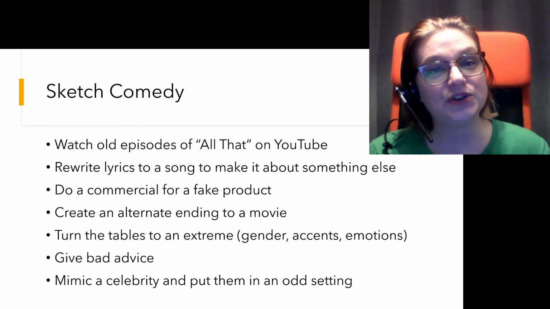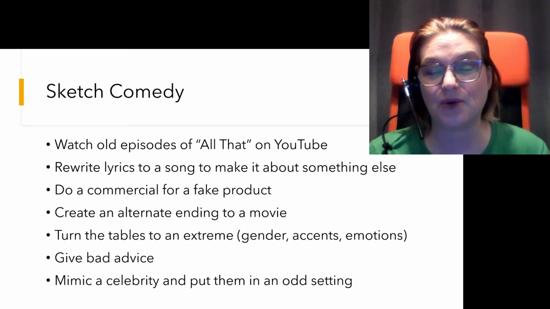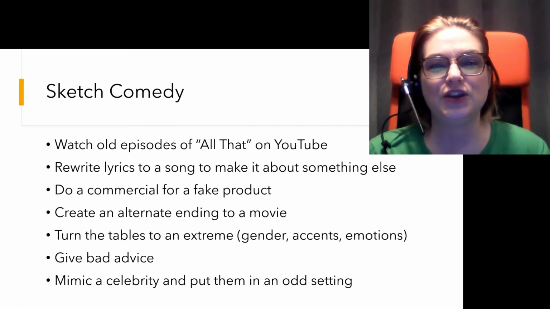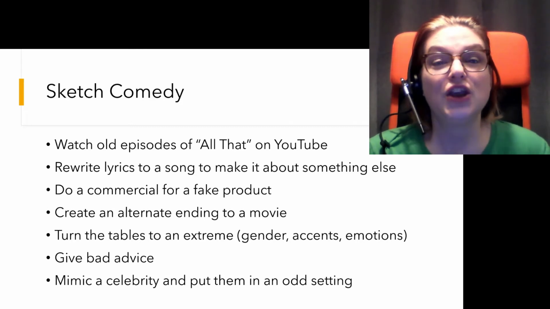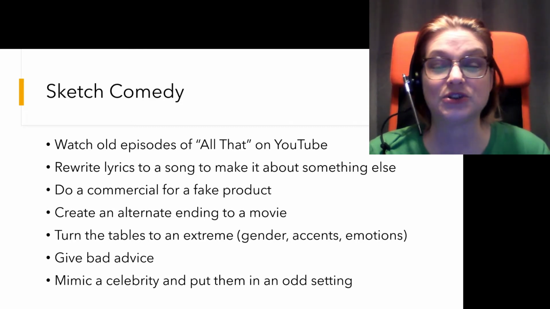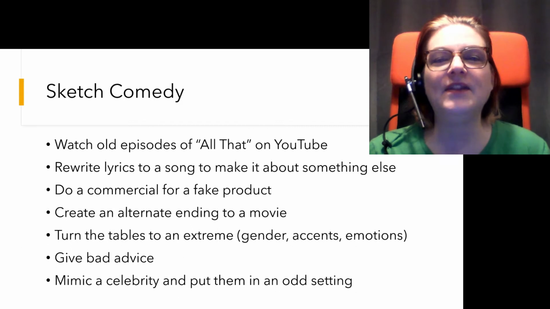You could create an alternate ending or plot to a movie. So, for example, you could take a fairy tale and you could retell that fairy tale with some other ending or different characters. You could add a character to a story, which oftentimes will make it funny. And then turn the tables.